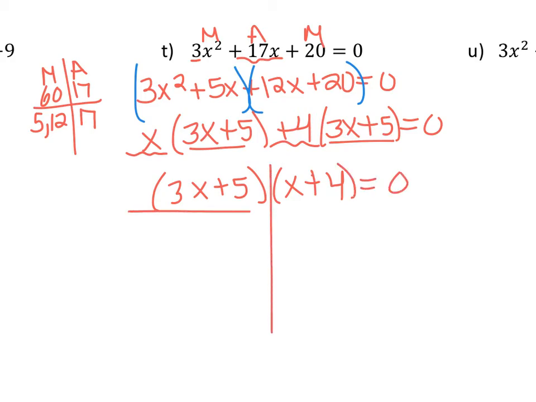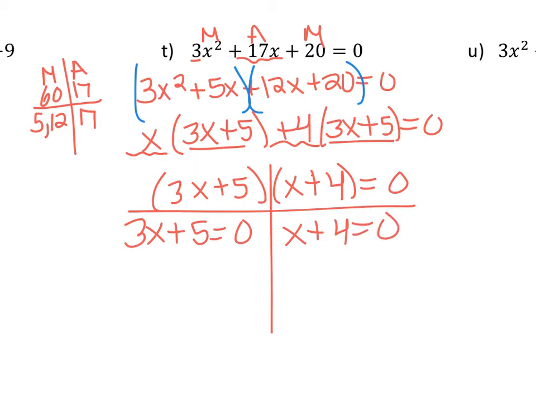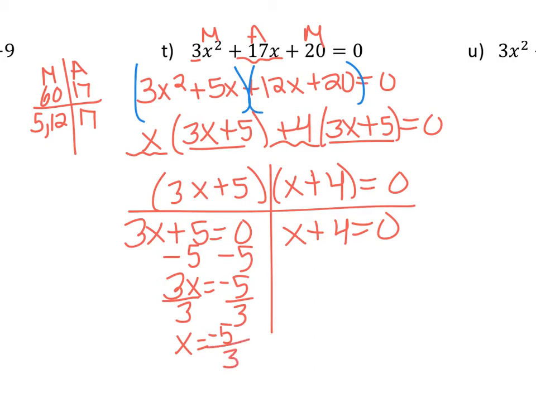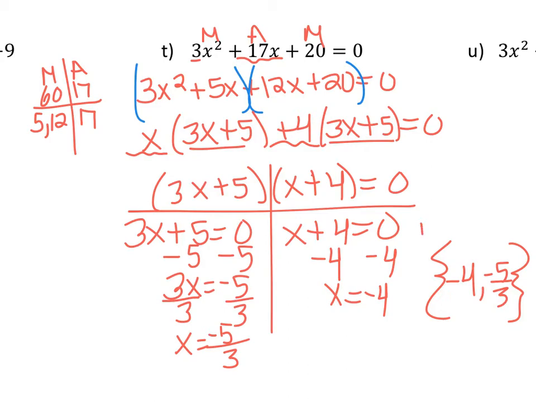You're still going to do a t-chart. 3x plus 5 equals 0. x plus 4 equals 0. Subtract 5 from both sides. I have 3x equals negative 5. And this one's a two-step equation, so I'm going to keep solving for x. I have x equals negative 5/3. On this side, I will subtract 4 and get x equals negative 4. Leaving my two roots, negative 4 and negative 5/3.